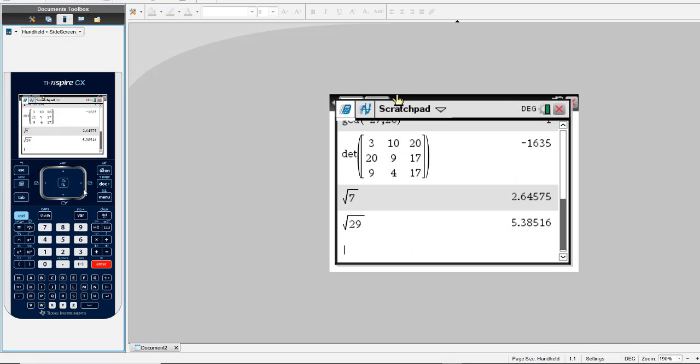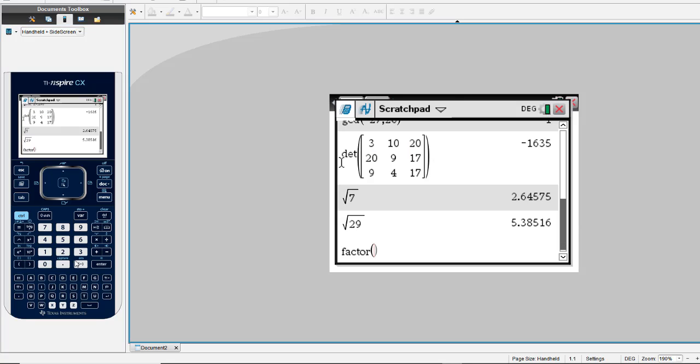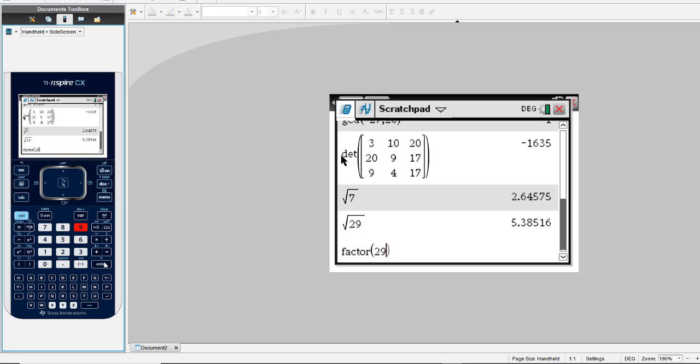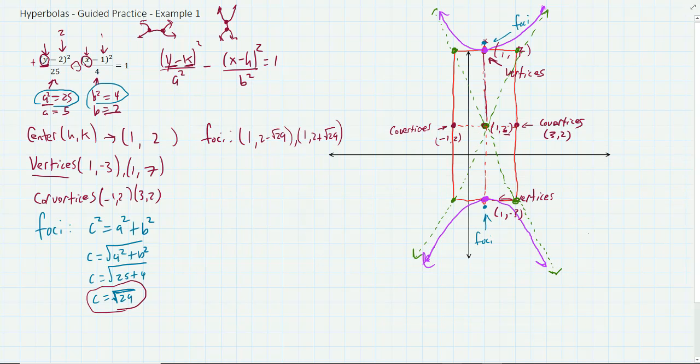If you have a calculator in particular, you go to menu and show that root 29, if it can be simplified or not. We can go to number, factor, just type in 29. And if it turns out to be prime, then we have to leave it as root 29. And it is prime. That's the only factor there is. So it's a prime number. So we have to leave it as root 29. Otherwise, we could write it as something else. But this is a little food for thought.